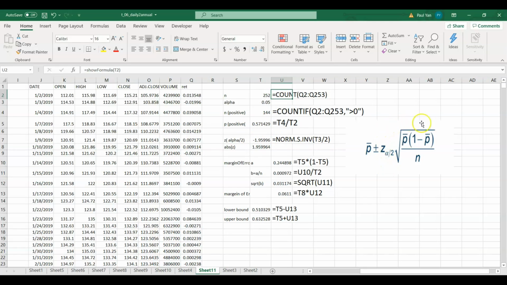Then we apply this formula to calculate the margin of error. We use the absolute z-score with NORM.S.INV of alpha divided by 2, then take the absolute value. Finally, our lower bound and upper bound are 51% and 63%. So this is our 95% confidence interval.